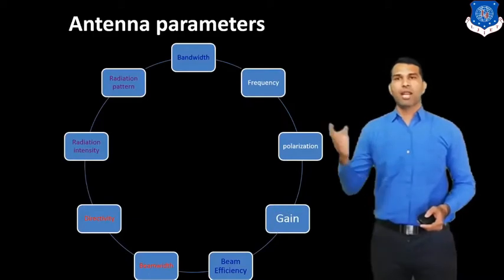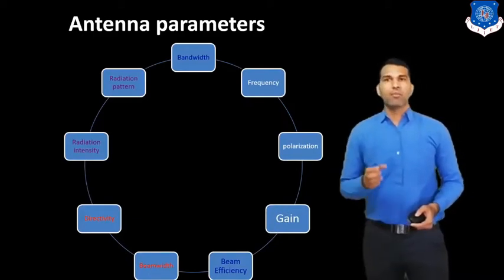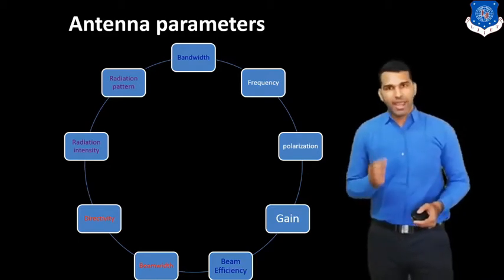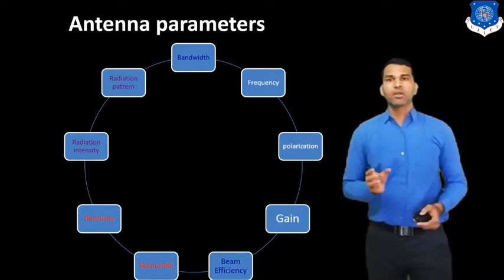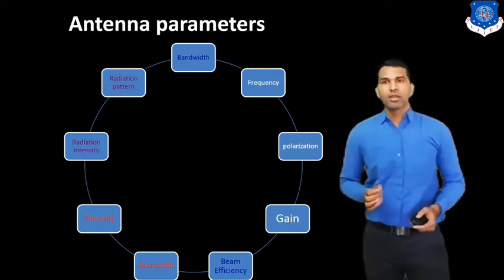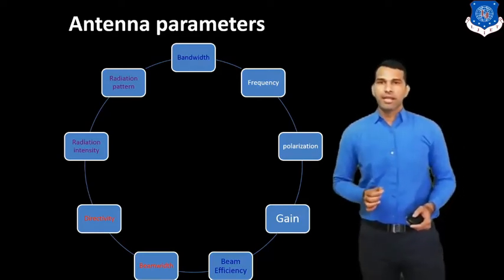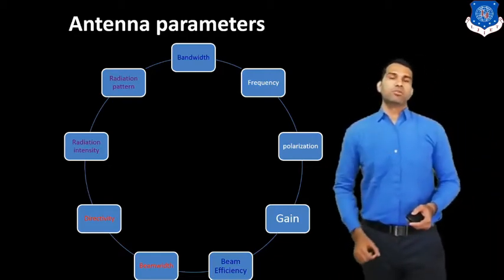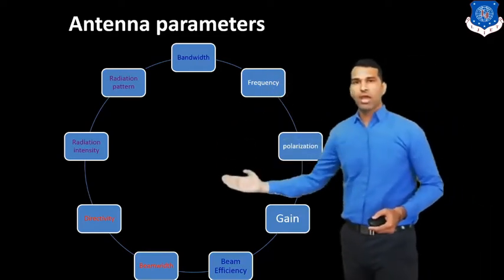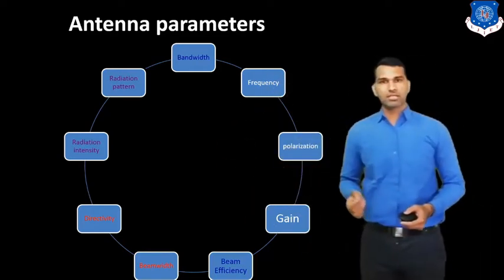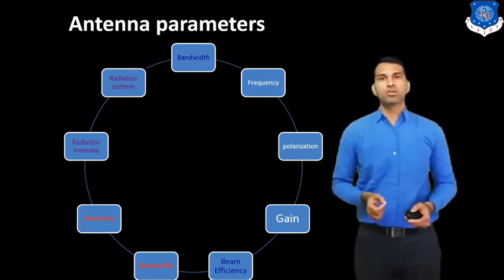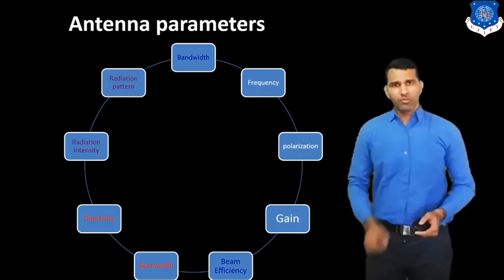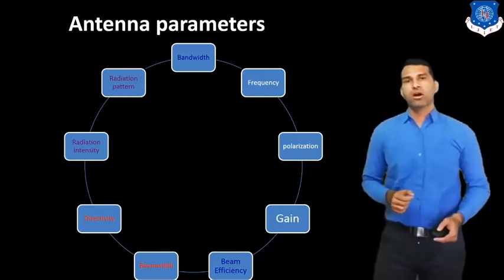So which are the parameters? These are the parameters of the antenna: bandwidth, beamwidth, frequency range, gain, polarization, beam efficiency, directivity, radiation intensity, and the radiation pattern. These are the parameters of the antenna that we will discuss in detail in chapter number 2, the antenna parameters.